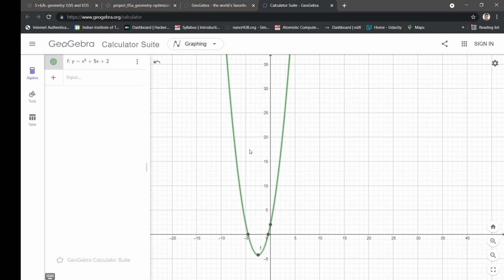So I think this is all I want to discuss about functions.